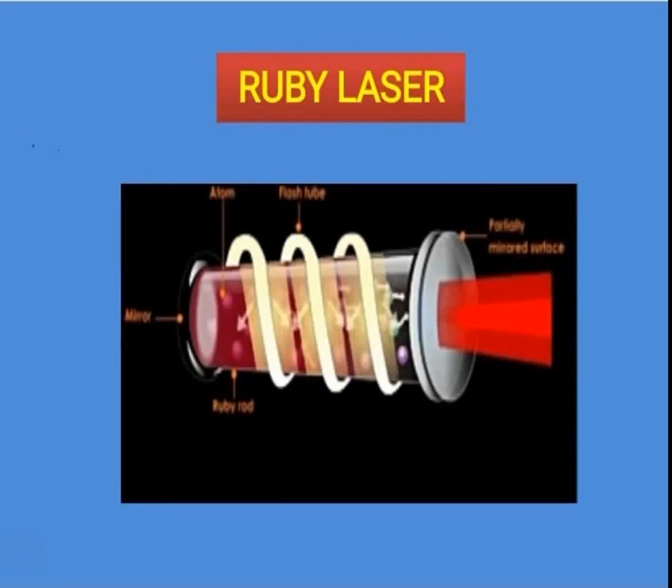Ruby laser. It consists of a ruby cylindrical rod whose ends are optically flat and accurately parallel.